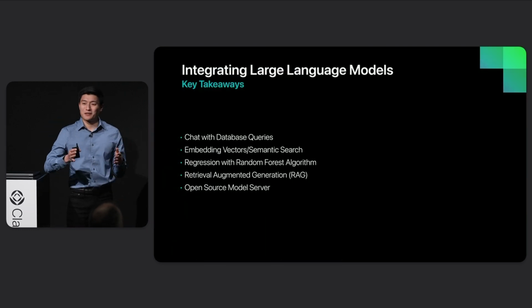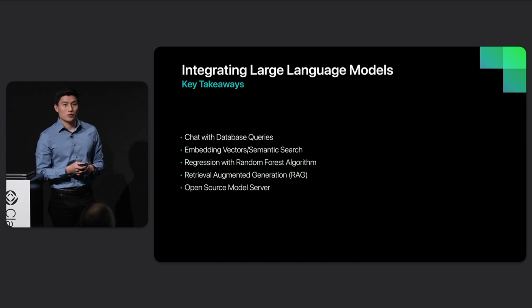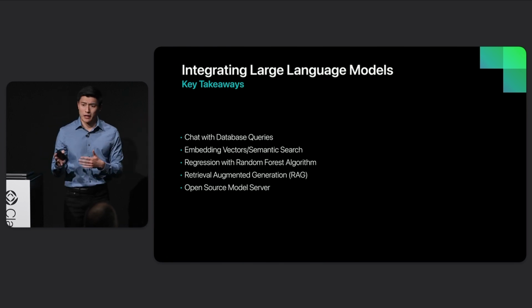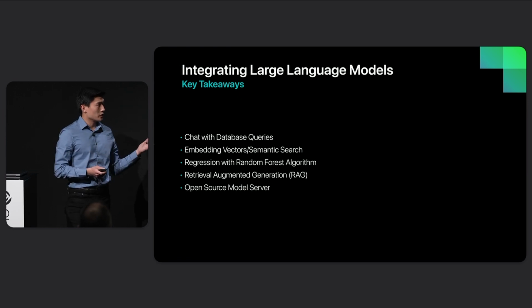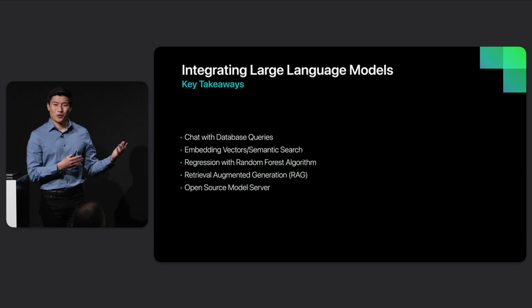You guys have been sitting for a while now, and there are a lot of features with FileMaker 2025. But hopefully today you've learned about chatting with database systems and queries, and also the important improvements we made to the embedding vectors and semantic search, including embedding summary, and also the new feature with the regression and random forest algorithms and how you can perform predictions, and how, like I showed before, RAG and the open source model server improvements.